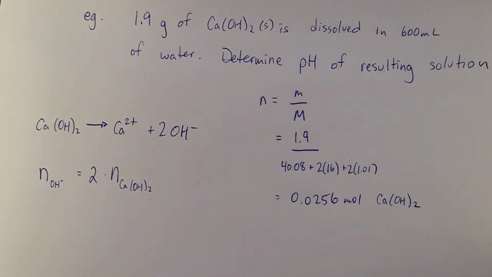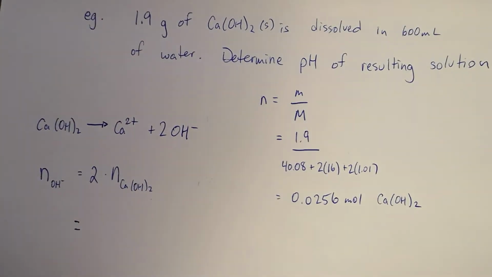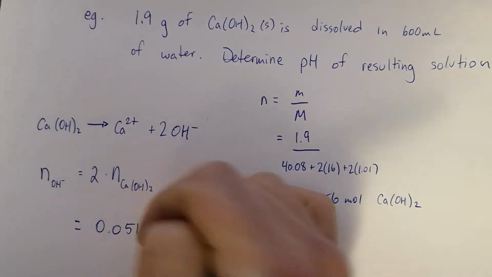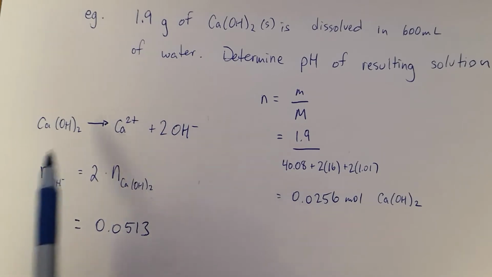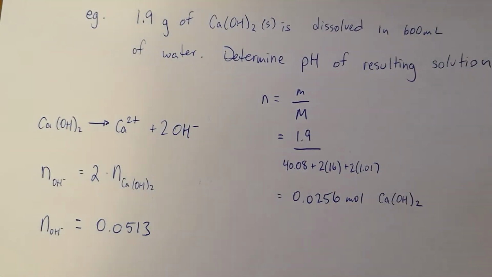Again, you could have done concentration first and then doubled the concentration. I just wanted to get this out of the way. So just be aware, I'll ask you a question where you have to worry about the dissociation, and there'll be a molar ratio to deal with. So now this is the number of moles of hydroxide. We want hydroxide because that's going to tell us the pH.